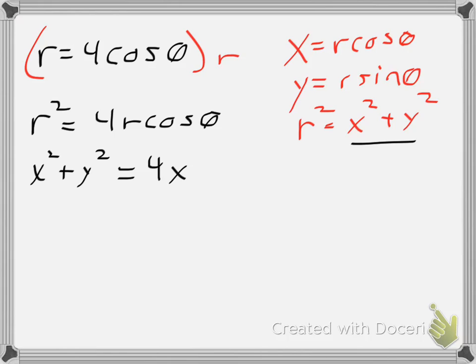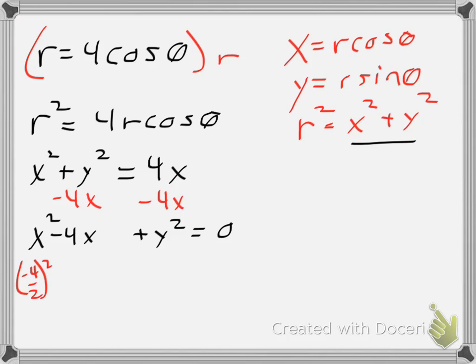Now I can take this and solve as if it were a quadratic equation. In other words, I can get all my terms on one side, and look at this as a conic section. x squared minus 4x plus y squared equals 0. I can complete the square for my x's. So I'll add b over 2, so negative 4 over 2 squared gives me 4. So add here, and when I factor, I'll get x minus 2 squared plus y squared equals 4.